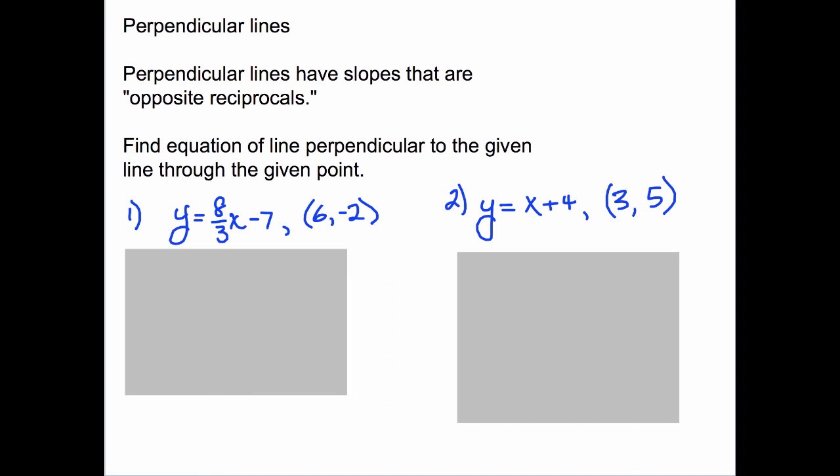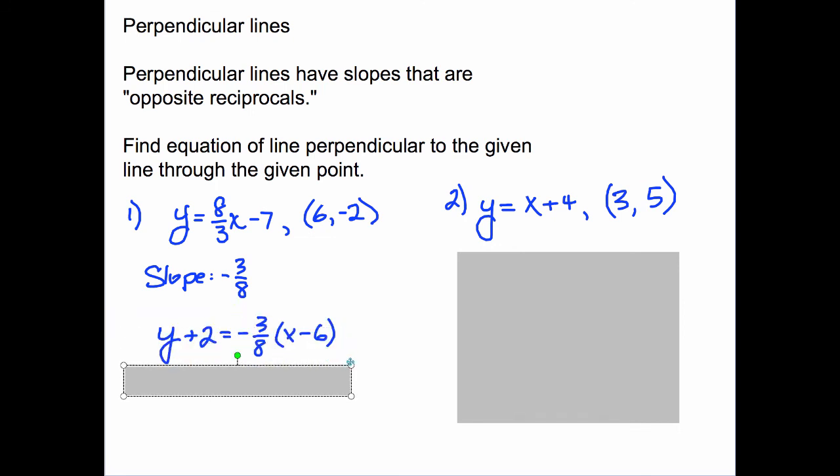Here are two examples for you to try. I'd like you to copy them into your journal, stop the video, solve them, and then restart the video in order to check your answers. Okay, so for the first one, we'll take a look at the slope. The slope of the perpendicular line is negative 3/8. That's the opposite reciprocal of 8/3. And we can use point slope form to write the equation y plus 2 equals negative 3/8 times x minus 6.